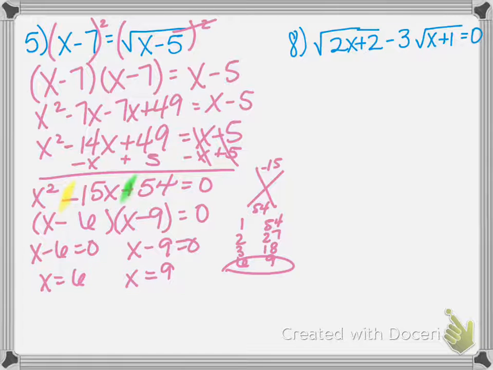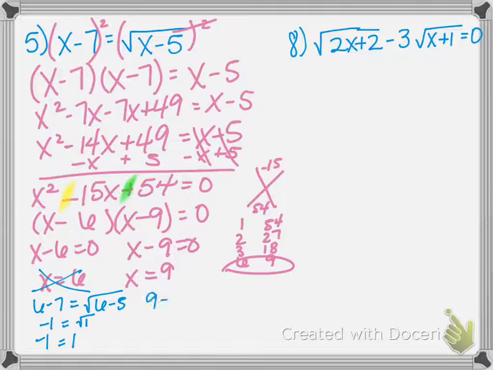All right, now we have a scenario where we have two answers. So we're going to go ahead and plug in both of them to see if one or both of them are extraneous. So I'm going to plug in 6 minus 7 equals the square root of 6 minus 5. 6 minus 7 gives me negative 1. 6 minus 5 gives me positive 1, but I still have that square root to deal with. So the square root of 1 is just 1. And so now my statement says negative 1 equals positive 1, which is not possible. So this is an extraneous solution.